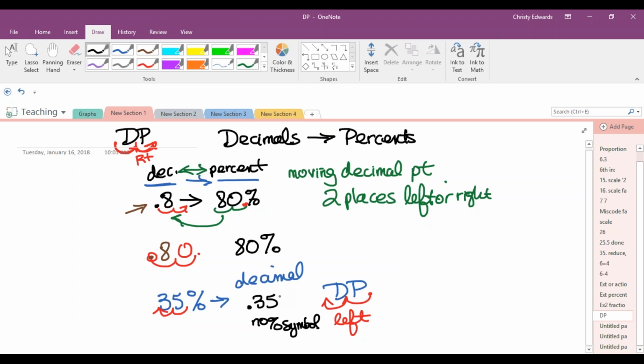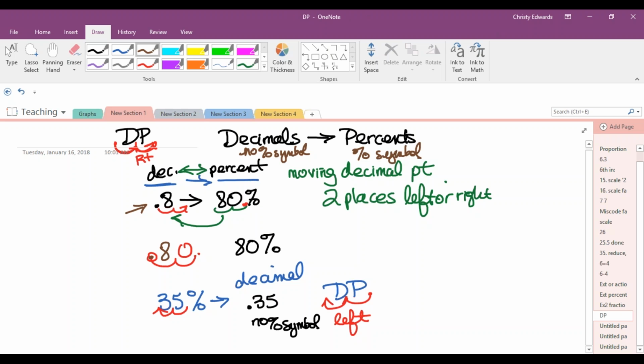Percent, no percent. When you're going back to the decimal form, there's no percent symbol. Now, let me point out one thing that people find confusing. The decimal and percent forms are basically just no percent symbol and percent symbol, and you move the decimal.